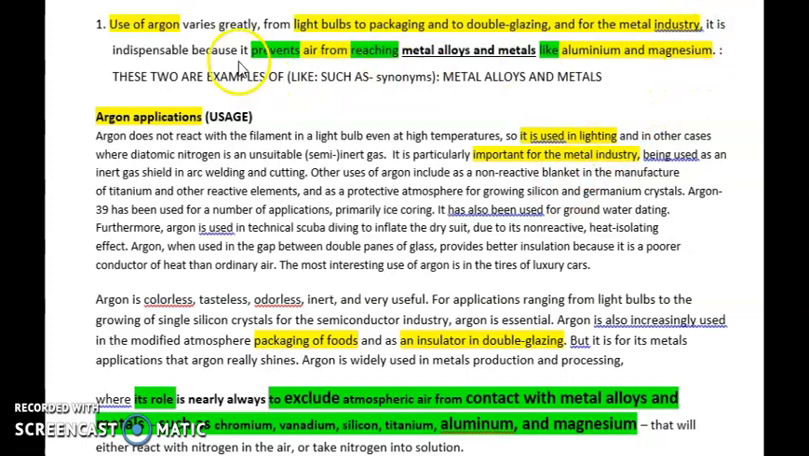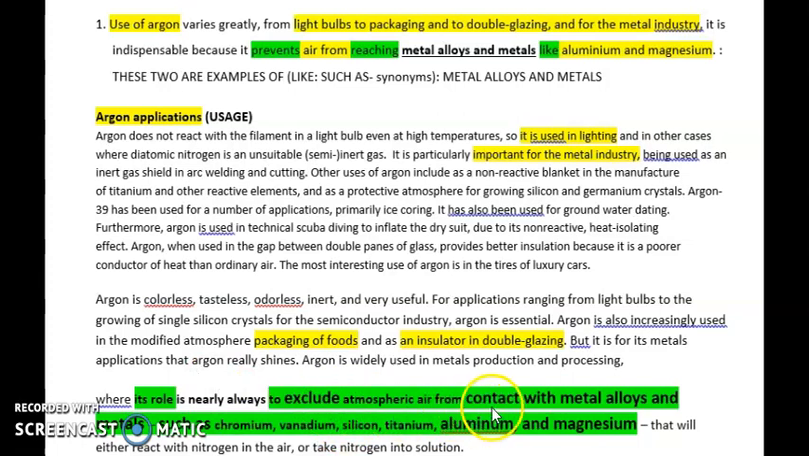It is indispensable because it prevents air from reaching something like aluminium and magnesium. The answer here is metal alloys and metals. We can find the answer in the reading text in this sentence. Its role, its importance, it's indispensable. Why? Because it prevents air, which means it excludes. Okay, so prevent and exclude are used as synonym verbs here.